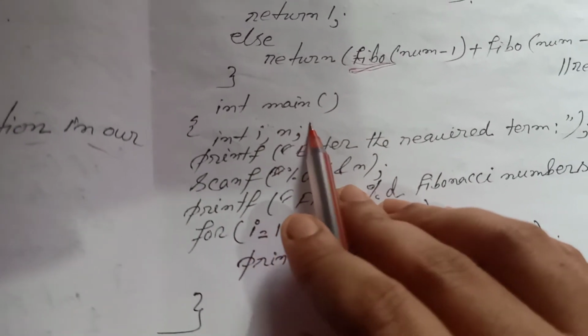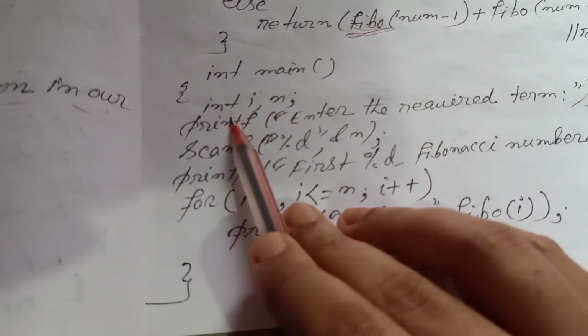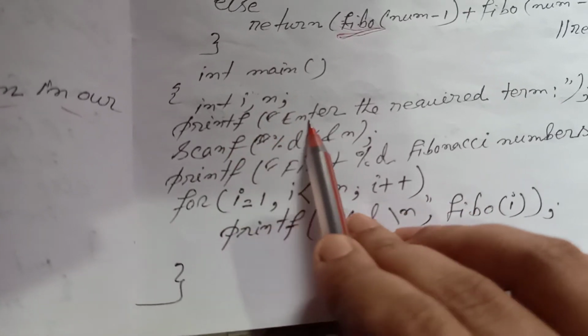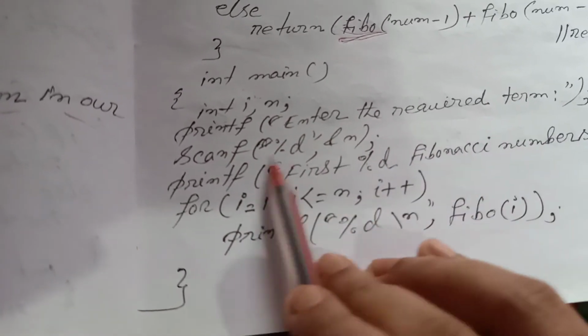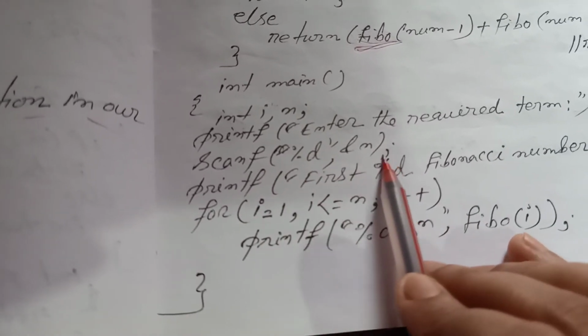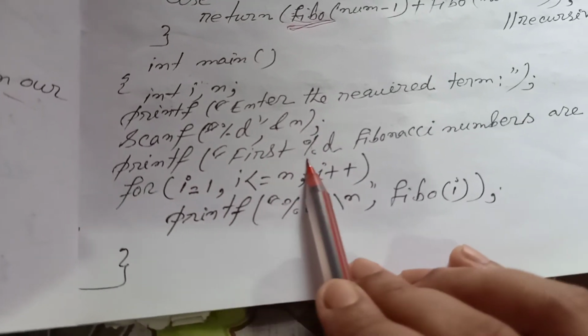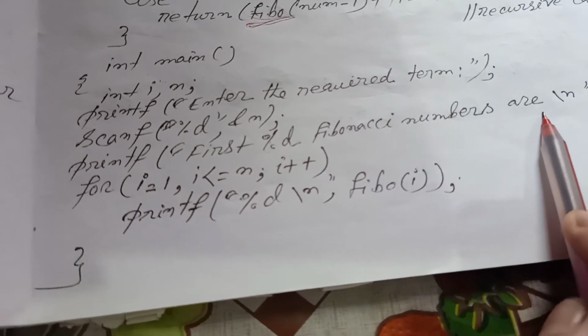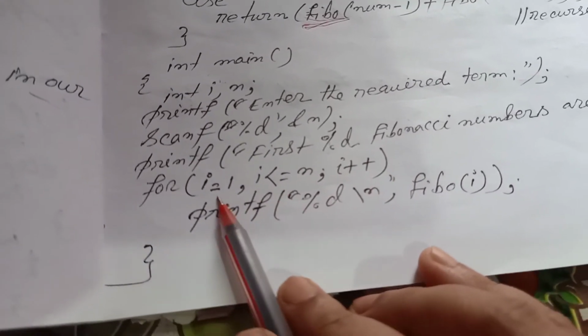So let's define the main function. Int i and n variables are used. Printf "enter the required terms". Scanf %d and &n. Printf "first %d Fibonacci numbers are".